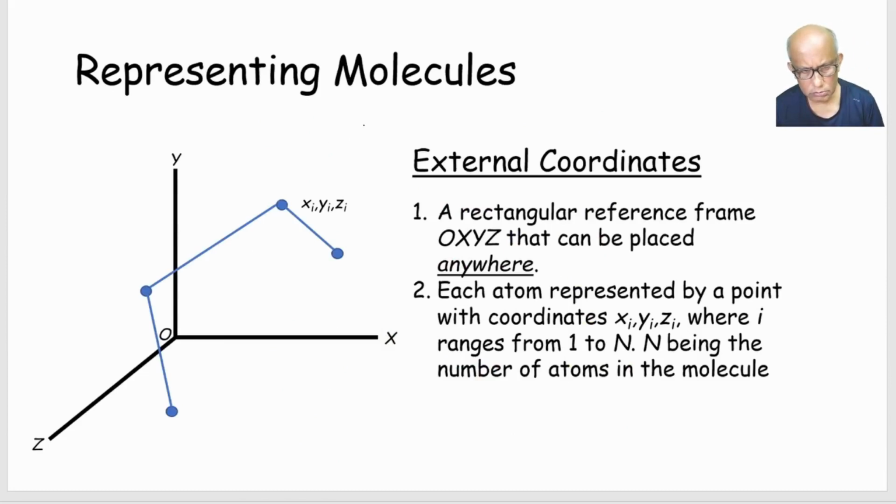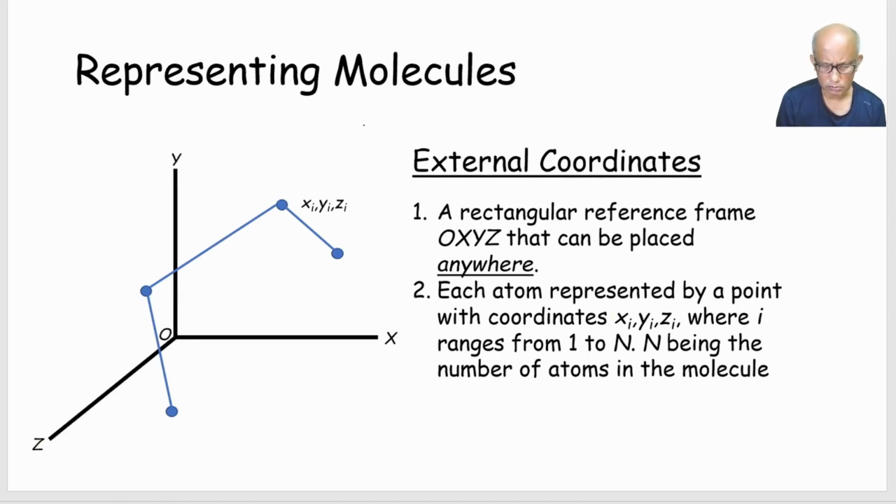Now there are two main types of doing this. One of them, as I had spoken about before, are the so-called external coordinates. In this, what you do is set up a Cartesian coordinate system, O, X, Y, Z, a rectangular Cartesian coordinate reference frame, and you place your molecule in it.